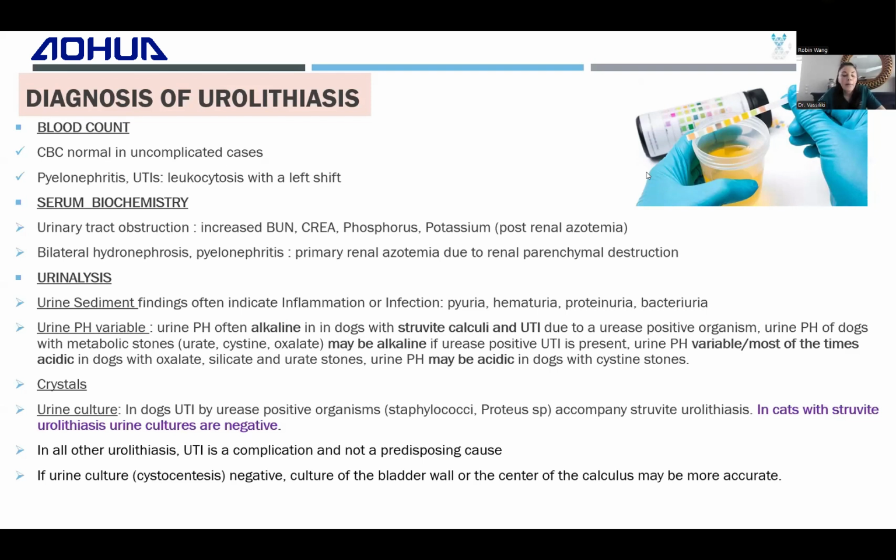Okay. We might as well find crystals, but as we said, we really have to be cautious about how we interpret our crystals. And we definitely have to have a urine culture in dogs with UTI by urease-positive organisms that accompany struvite urolithiasis. And in cats with struvite urolithiasis, this is the differentiation here because I'm always talking about dogs, the urine culture might be negative. The urine is most of the time sterile in cats. There are other mechanisms forming the struvite crystals in cats.